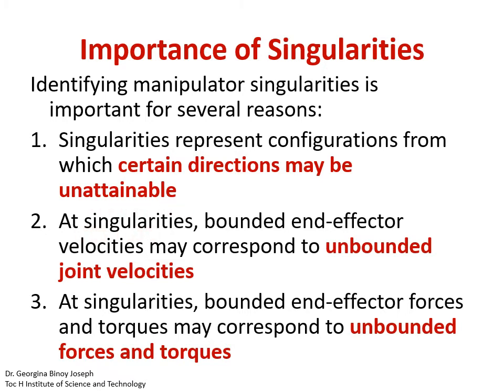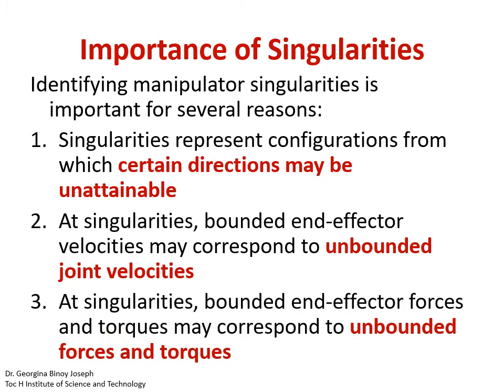At singularities, bounded end effector velocities may correspond to unbounded joint velocities. The whole reason we are doing velocity kinematics is, for a desired end effector velocity, to calculate what the joint velocities should be to achieve it. But at singularities, bounded end effector velocities may correspond to unbounded joint velocities, going very large towards infinity, which are not physically attainable. Similarly, at singularities, bounded end effector forces and torques.